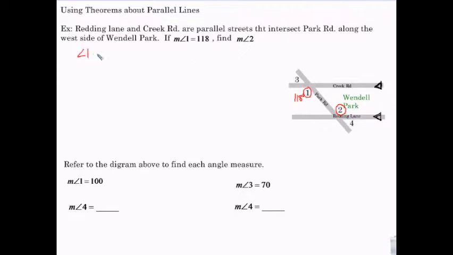Angle 1 and angle 2 are alternate interior, which means they are congruent. So angle 2 is also going to be 118 degrees.